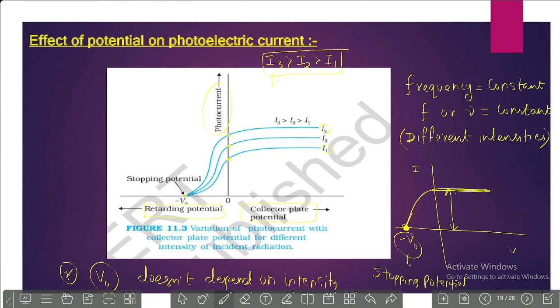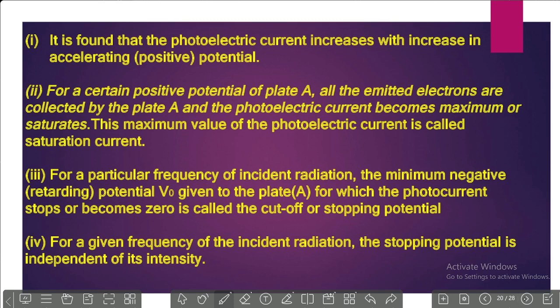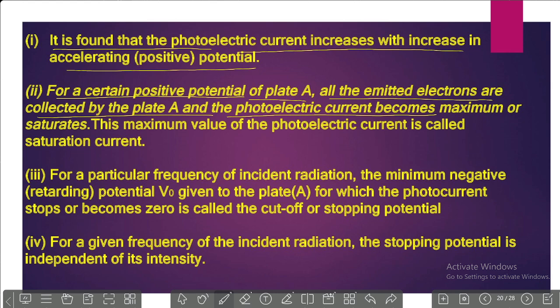Now some conclusions from this graph. Try to remember them. First, it is found that photoelectric current increases with increase in accelerating potential. For a certain potential of plate A, all the emitted electrons are collected by plate A and the photoelectric current becomes maximum. This maximum value of photoelectric current is called basically what?